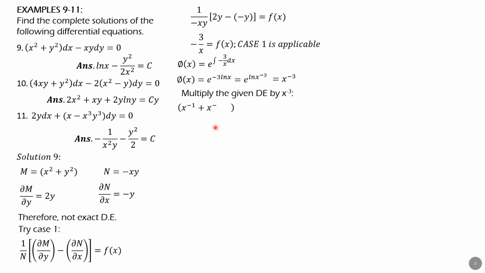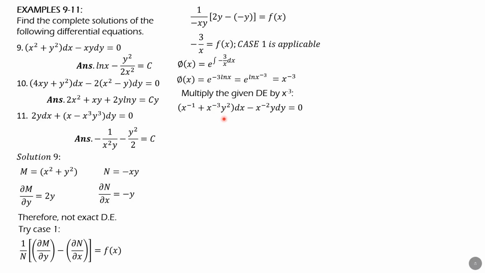So this is the result here. Take note, this is the new M. Let's call this M sub n, the new function M, capital M, and this is the new N. So the partial of the new M with respect to y, so y is the variable, and this is 0, is x to the negative 3 times 2y.